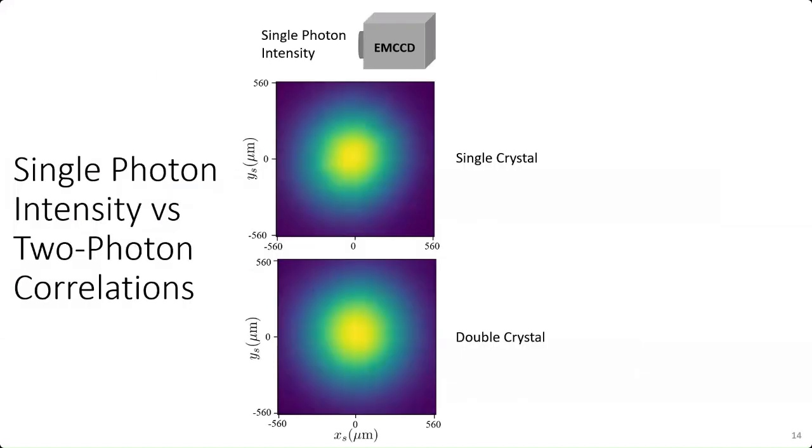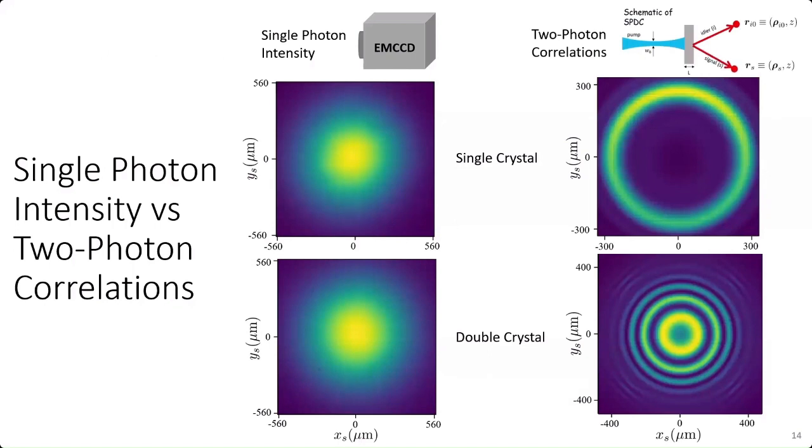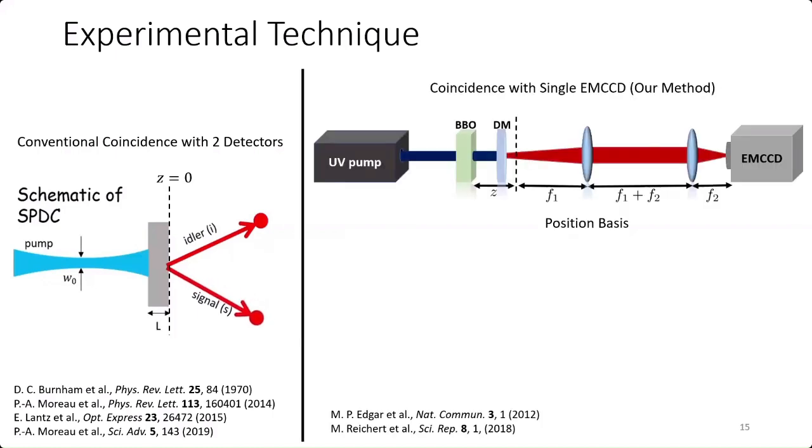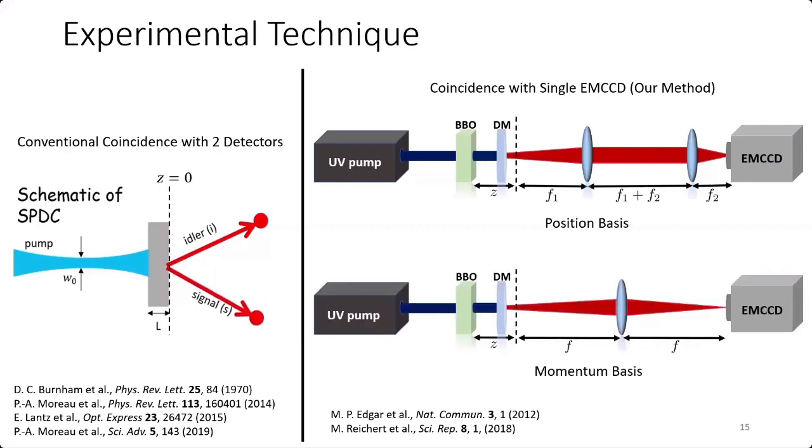It is important to note that structuring appears only in the 2-photon correlations. The single photon intensity as viewed on the camera remains a blob, irrespective of the phase matching conditions. Let us now look at how we have experimentally detected these structured correlations. A conventional technique for coincidence involves using 2 detectors and scanning, which is cumbersome and impossible to use to reconstruct a 2-dimensional structure. Our experimental technique involved using a single EMCCD camera, and for the position basis distribution, we would use 2 lenses, and for the momentum basis, a single lens.